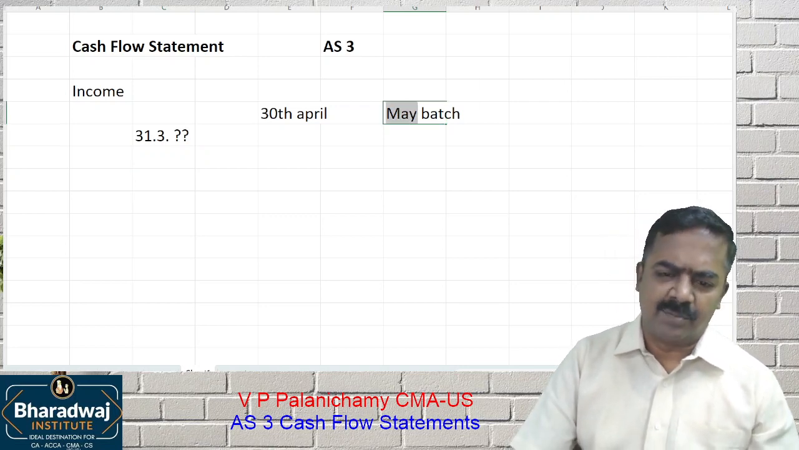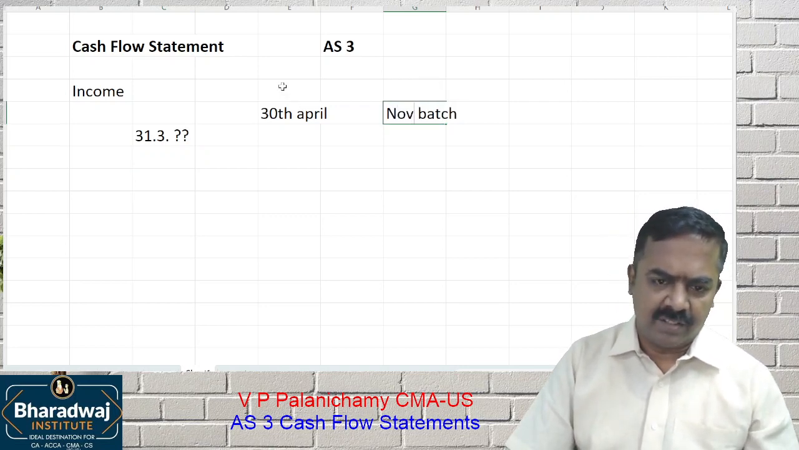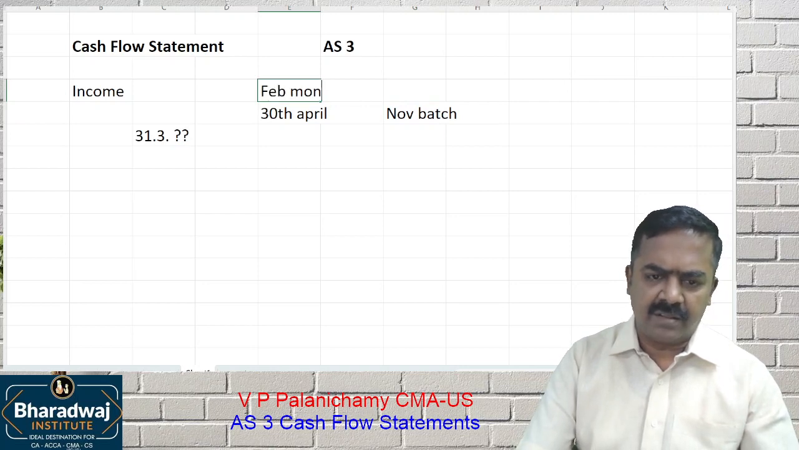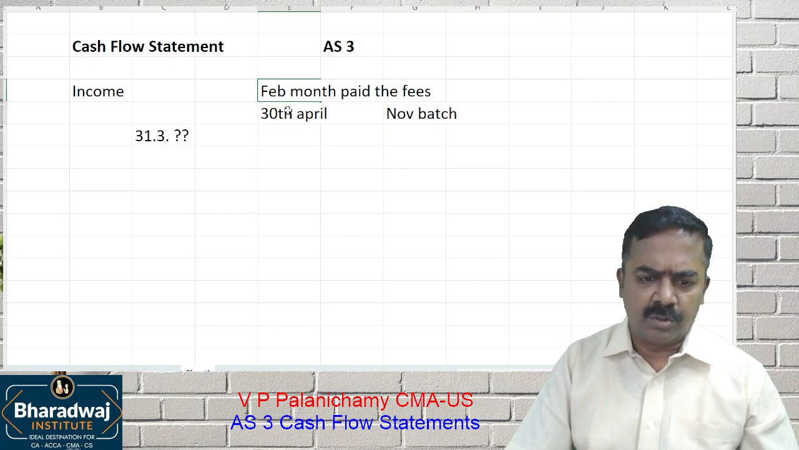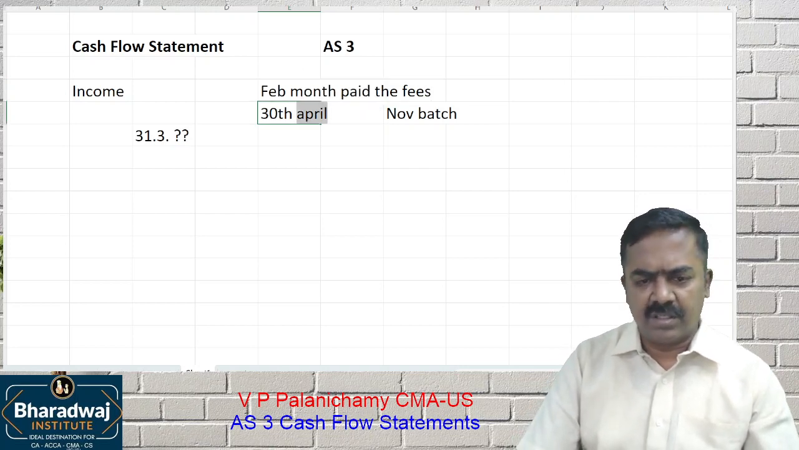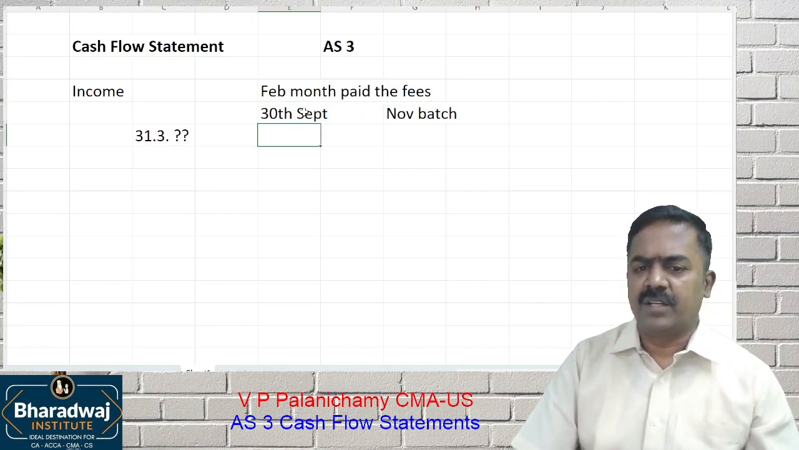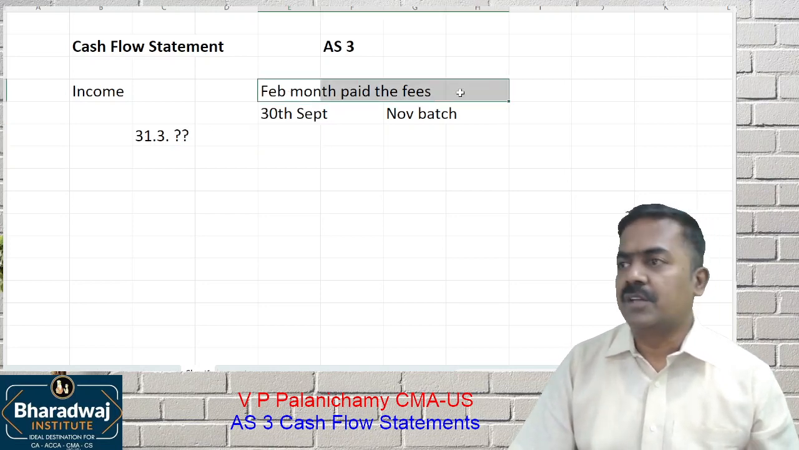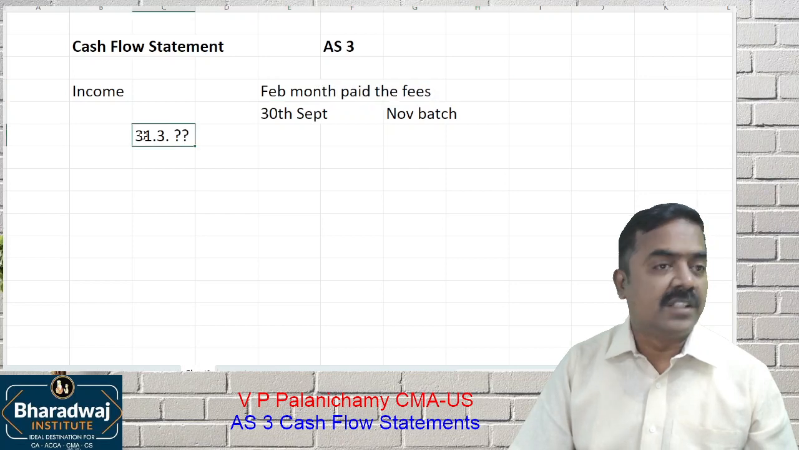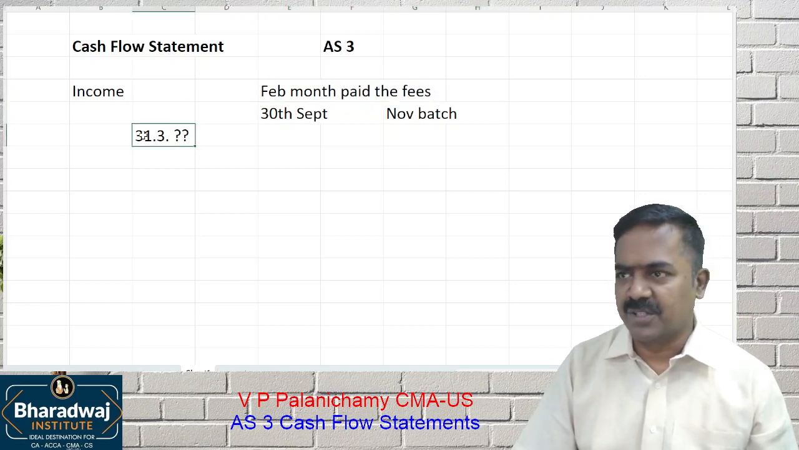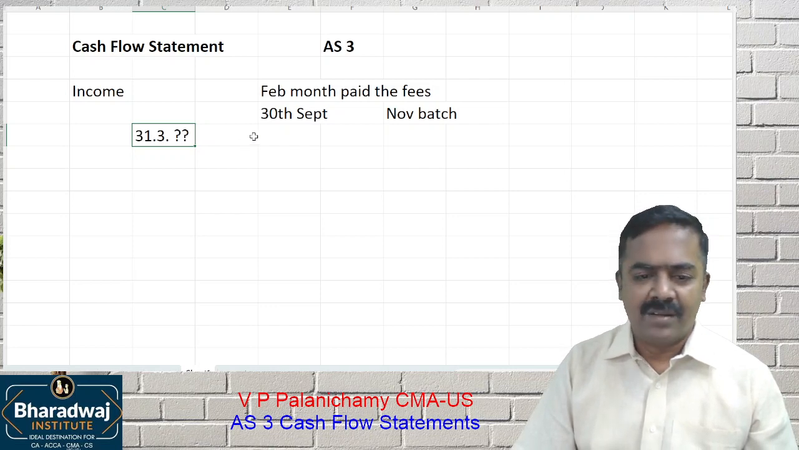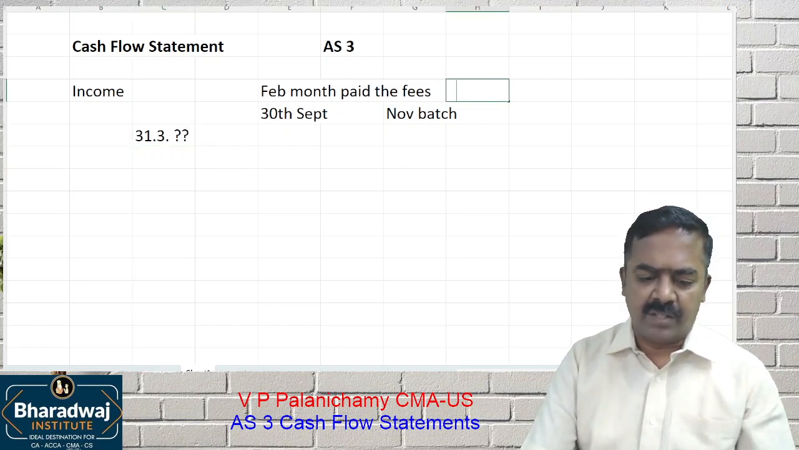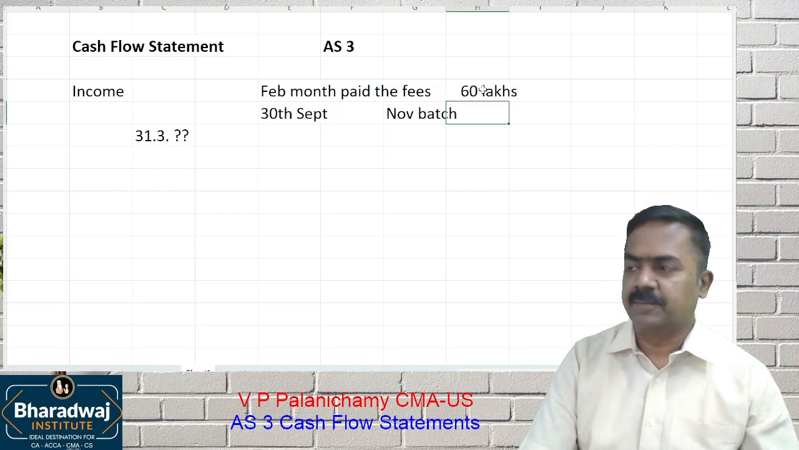Or let us take it as the November batch. The students joined in February and paid the whole fees, and the coaching class will get over, let us assume, on 30th September. In February, all students have paid the fees. We are closing the books of accounts on 31st March. Let us assume the students have paid about 60 lakhs as fees.